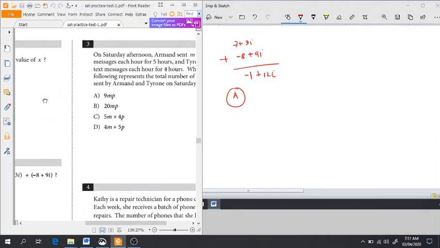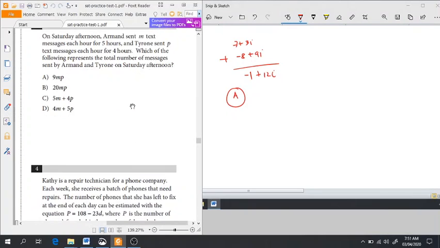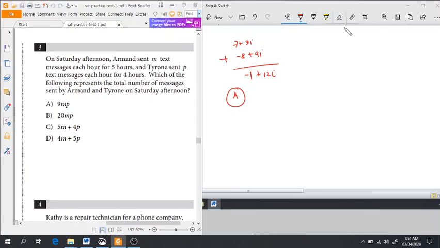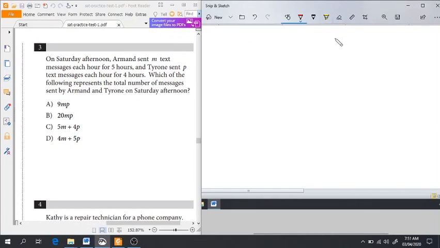Okay, let's go to question number 3. It's better if we zoom in a little. Alright, so on Saturday afternoon, Aman sent M text messages each hour for 5 hours, and Terran sent P text messages each hour for 4 hours. Which of the following represents the total number of messages sent by Aman and Terran on Saturday afternoon?